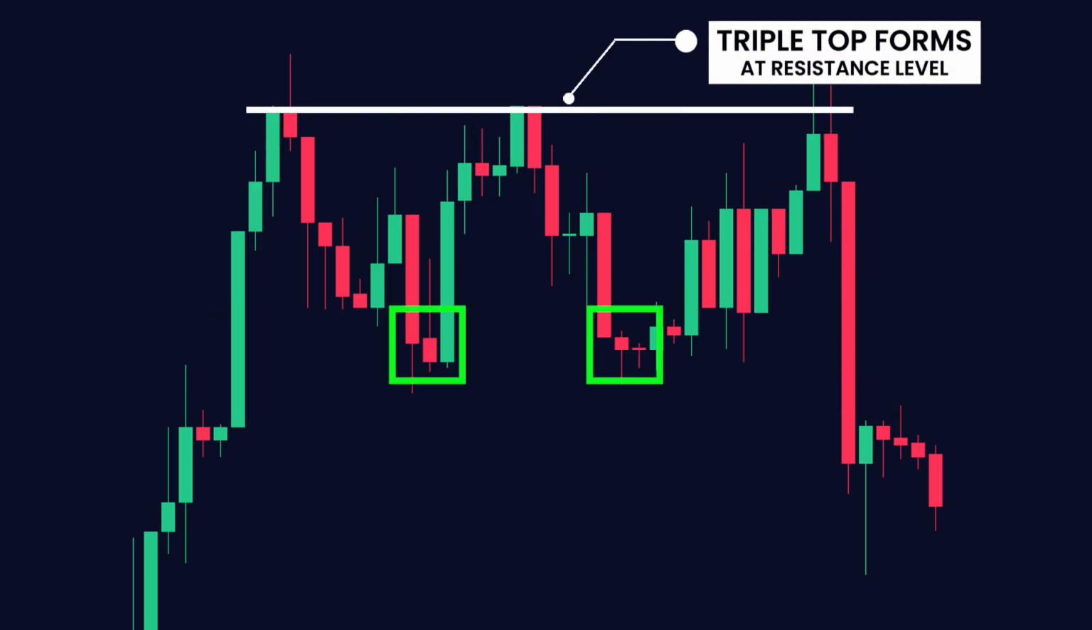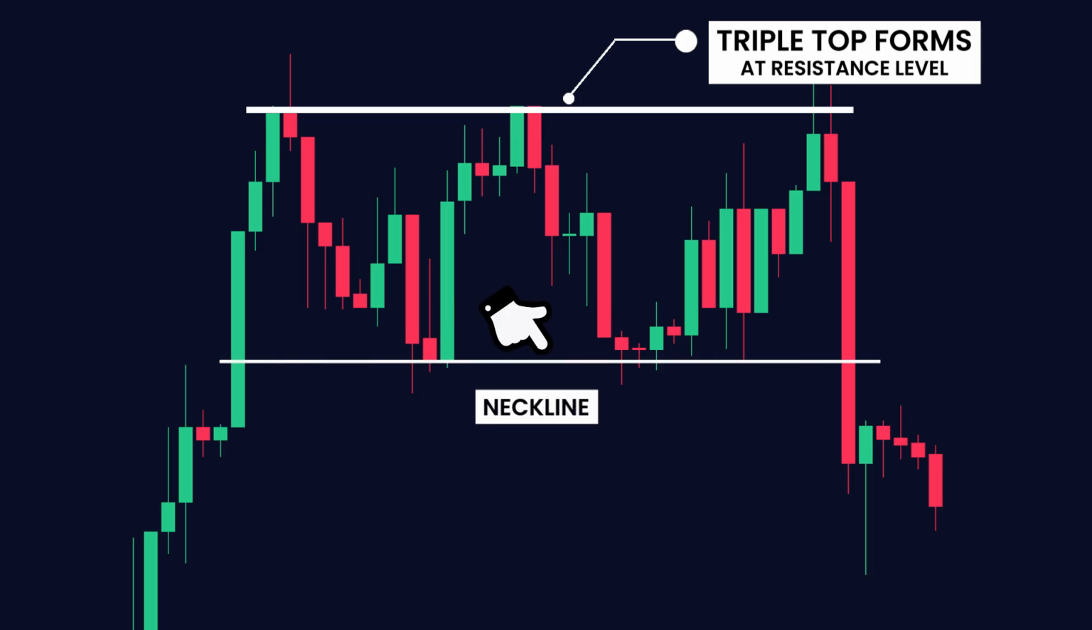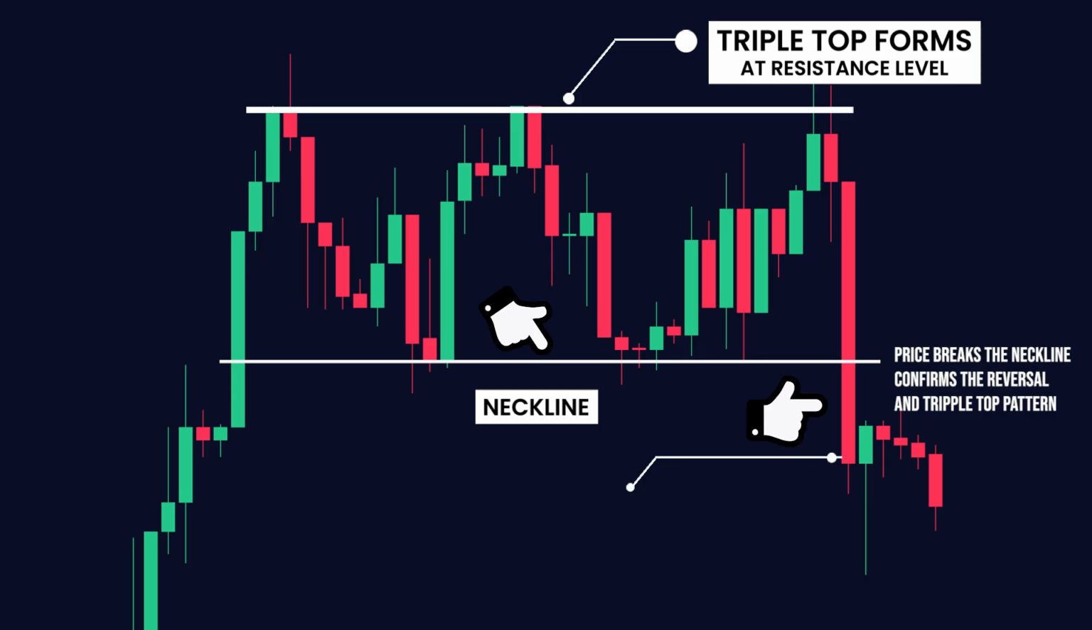Between these highs, the price dips slightly, creating swing lows. These swing lows mark the neckline, which also acts as a support level. Once price breaks below this neckline, it signals a confirmed reversal, making it a good opportunity to consider short entries.